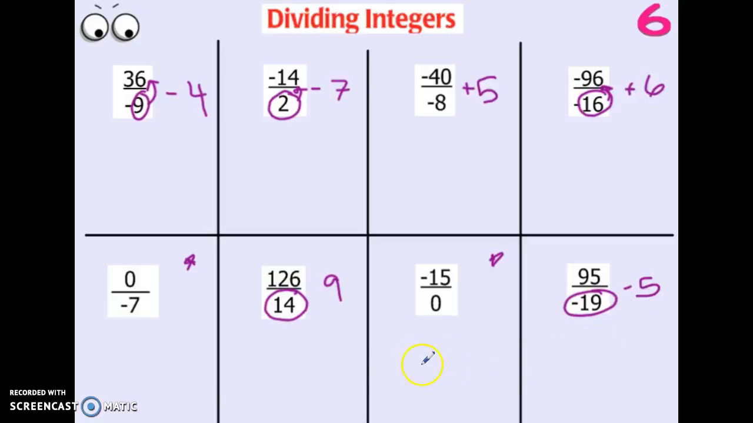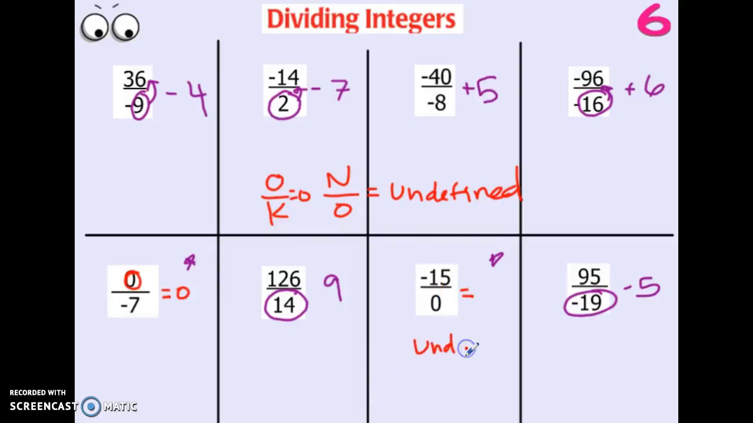So these last two, we need to look at a poster on the wall. One says okay, and one says no. If it's okay, your answer is just 0, but if it's no, your answer is undefined. It's not possible. So this one, 0's on the top, that's okay. Your answer is just 0. But this one, 0's in the bottom, it's not okay, it's undefined. You can write UND.